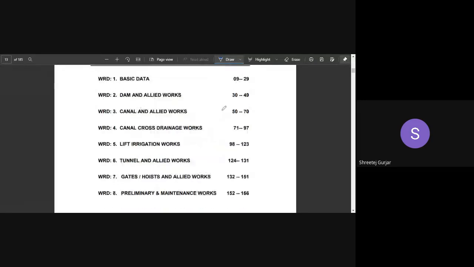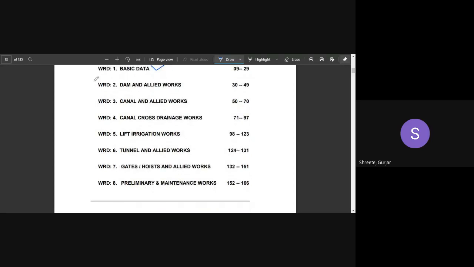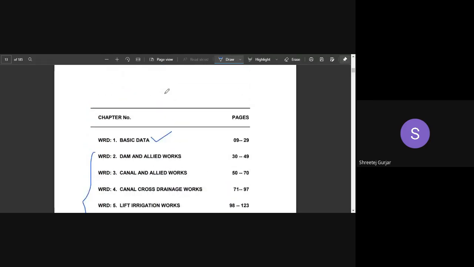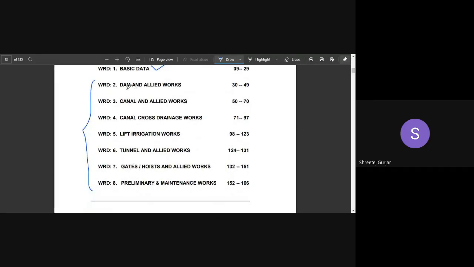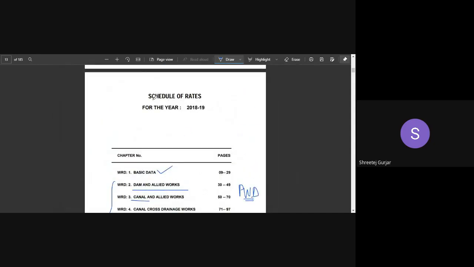You can see, in schedule of rates, you have basic data which is given. Then for various kinds of water resource department work, they have given us specifications as well as rates. All the rates and the specifications for various kinds of works will be given. See, dam and allied works, canal works, lift irrigation works. Right? Similarly, you will be having a schedule of rates for PWD works. Similar schedule of rates we will be having for PWD work, and this is for the government of Karnataka. This schedule of rates is given by the government of Karnataka.